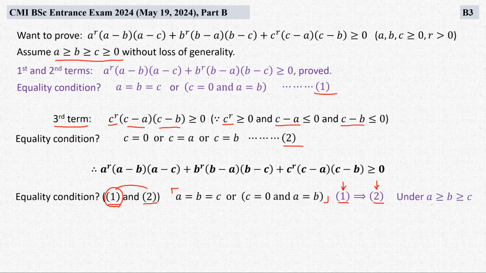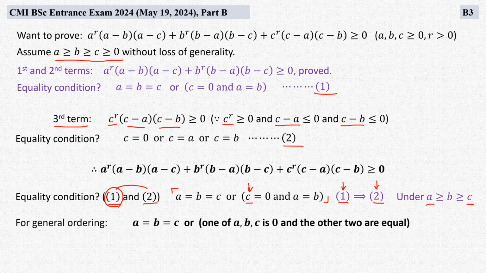However, this equality condition is derived under the assumption a is the greatest number and c is the least number. So this one right here doesn't necessarily have to be c. This is just a place for the least number. For a general ordering, the equality condition can be stated as a equals b equals c, or one of a, b, and c is 0 and the other two are equal.